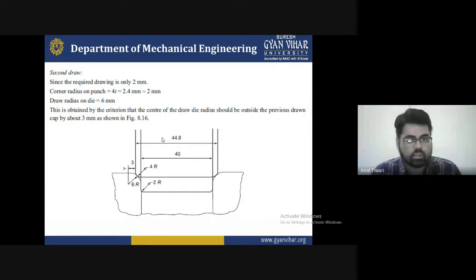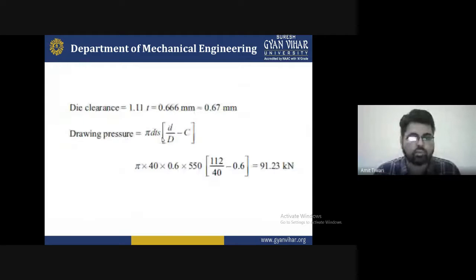So these are some criteria: the center of the drawn die radius should be outside the previous draw. These are the types of examples we are using to find out the value of die clearance, that is 1.11 times t. For t equal to 0.6 we have to consider, that is 0.666 mm, approximately 0.67 mm.